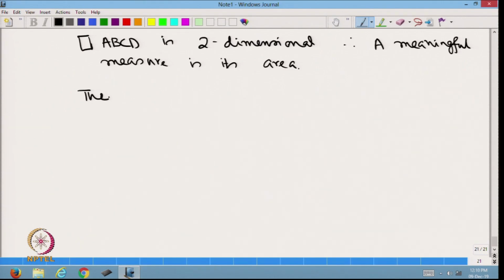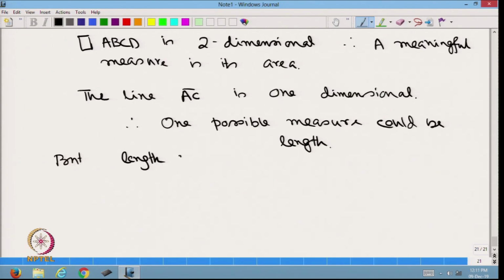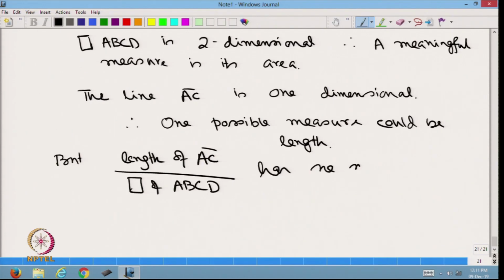The line AC is one dimensional. Therefore, one possible measure could be length, but then length of AC divided by area of ABCD has no meaning, because they are two different units.